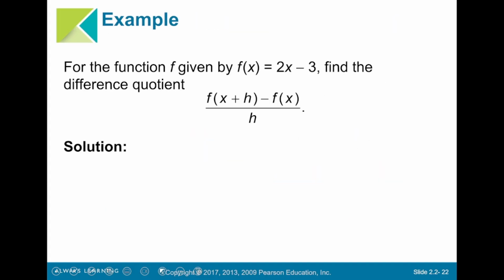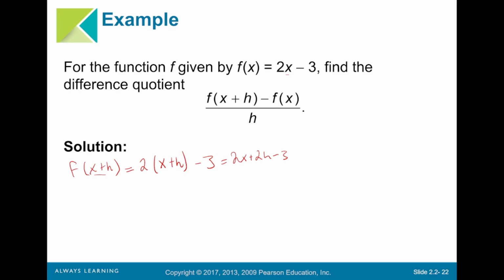So let's get some practice in. Let's say f of x is 2x minus 3. The first thing I always want you to do is find f of x plus h. And plug in, everywhere you see an x, you plug in x plus h. So that's 2 times x plus h minus 3. To simplify this, it's 2x plus 2h minus 3.